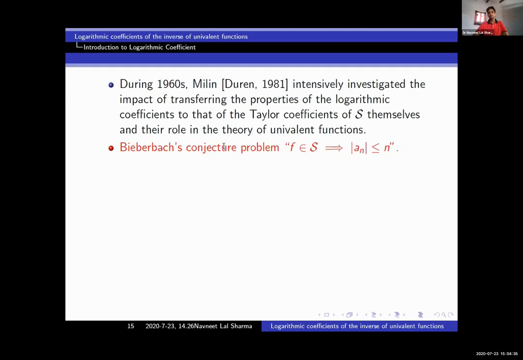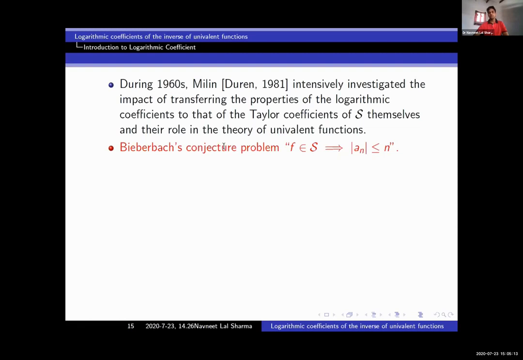Because the Koebe function is the extremal function for this class, he found the nth coefficient. The nth coefficient of the Koebe function is n. So he made one conjecture: if f is in the class S, then modulus of a n is less than or equal to n. But he was unable to prove this result, and this problem remained open until 1983. In this duration, many mathematicians tried to solve this problem, and they developed different techniques and different classes as subclasses of univalent functions, such as starlike, convex, close-to-convex, and other classes also. But nobody solved this problem.